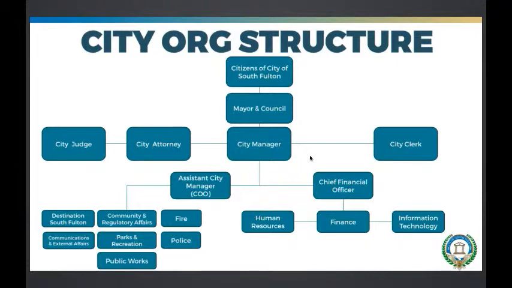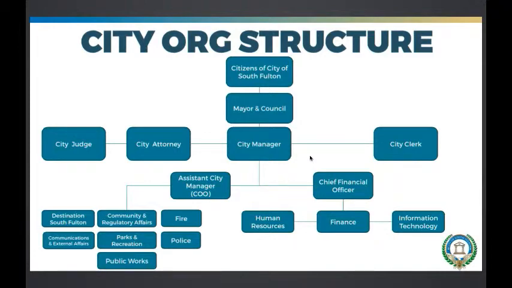Though not depicted on this pictorial here, the mayor and council also appoints our city treasurer, who oversees and looks into the budgeting and investing services for the city of South Fulton to make sure that we are fiscally sound. And let me also note that the treasurer also serves as the chief fiscal officer for the city of South Fulton, though he is appointed by the mayor and city council.